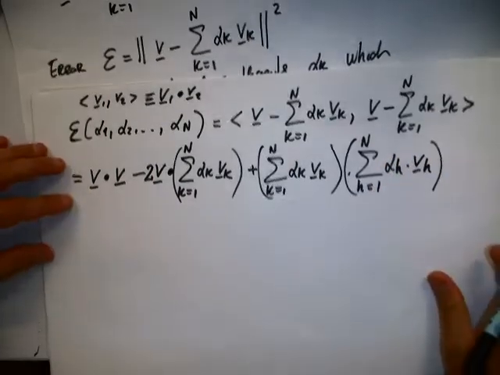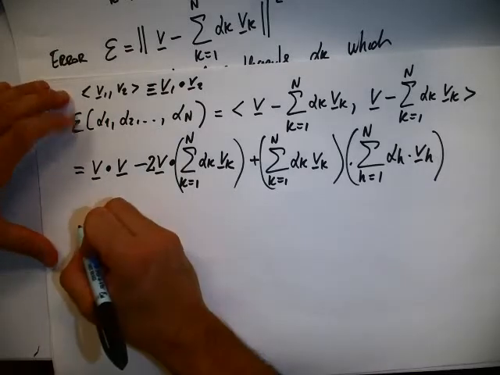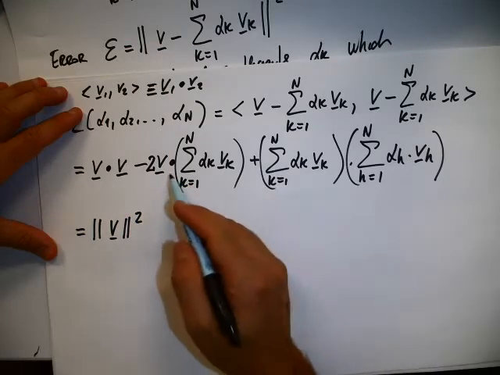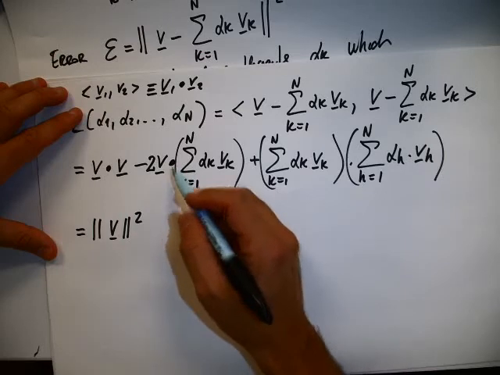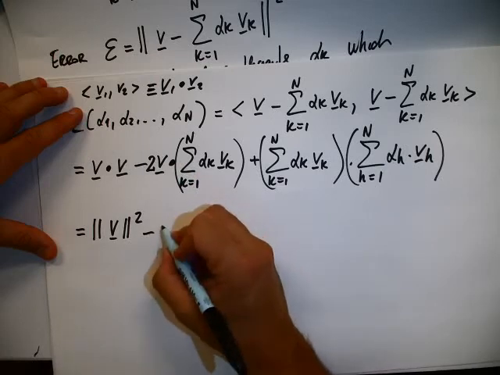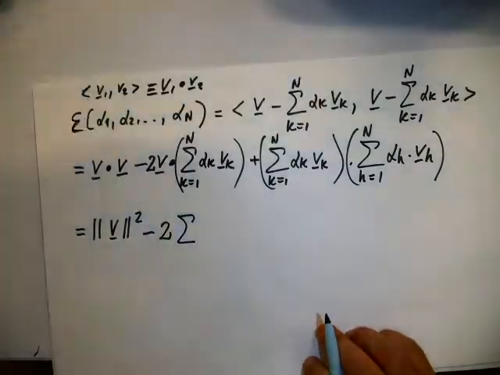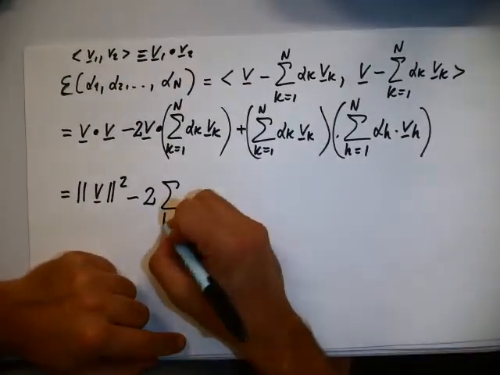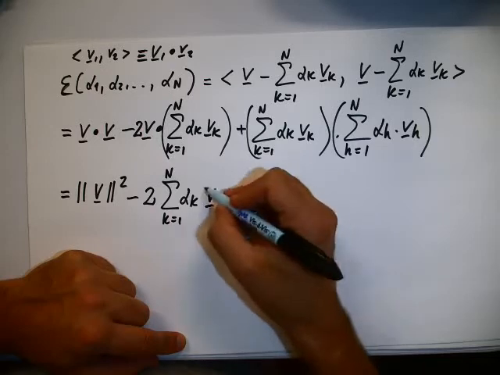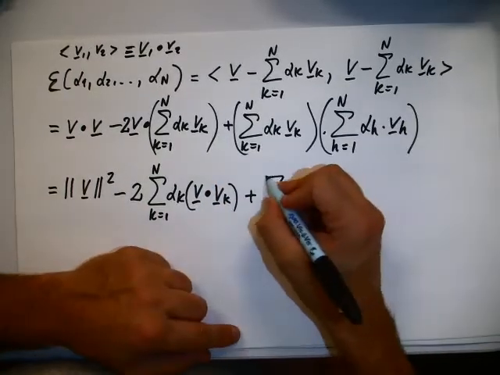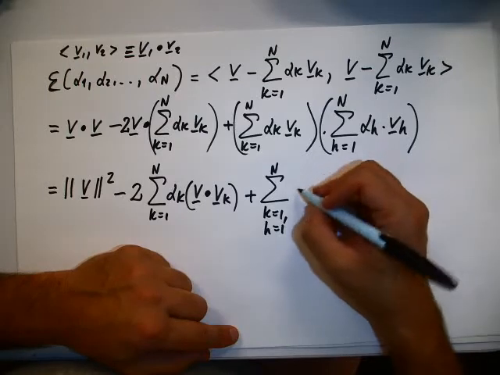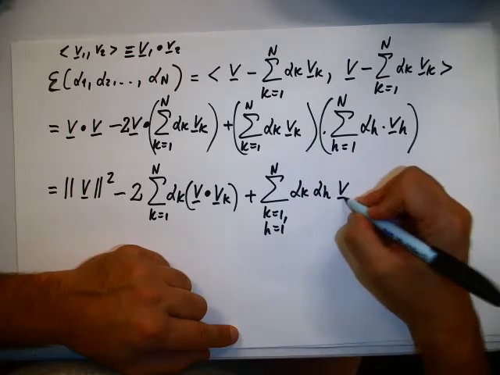Okay, now we can do a further simplification, because this is nothing else than the length of the vector v squared, and here I can swap the dot product with the sum because they are linear operators, and so write this as 2 times the sum from k equals 1 to n of alpha k v dotted with v sub k, plus the double sum from k equals 1 to n and also h equals 1 to n of alpha k alpha h v sub k dotted v sub h.